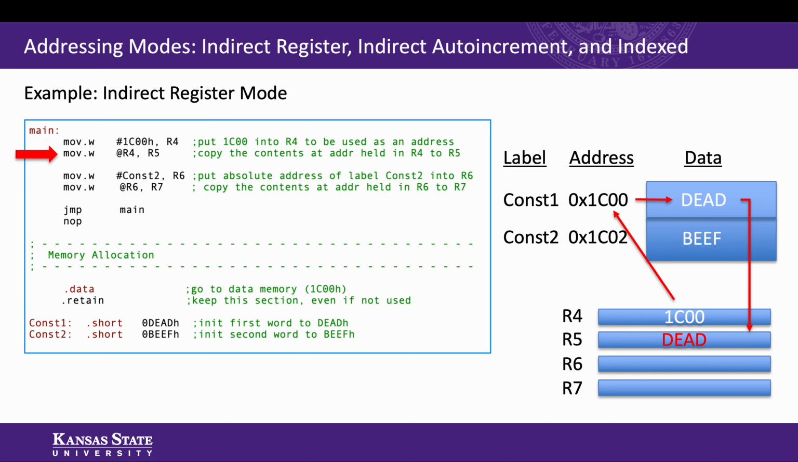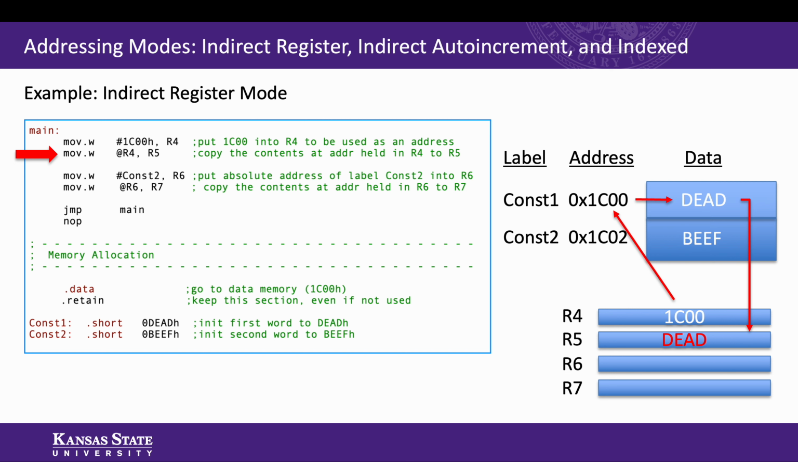So what's happening here is that the contents of R4, which is 1C00, is going to be interpreted as an address. And that's because we have the @ sign in front of R4. So now that thing is pointing, notice the figure to the right, pointing to the address 1C00, and then what's stored in 1C00 is DEAD, and then DEAD gets moved into R5 by that move instruction.